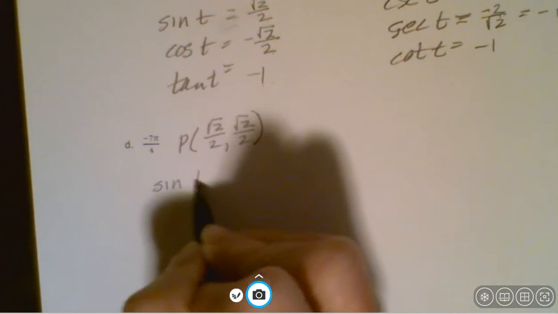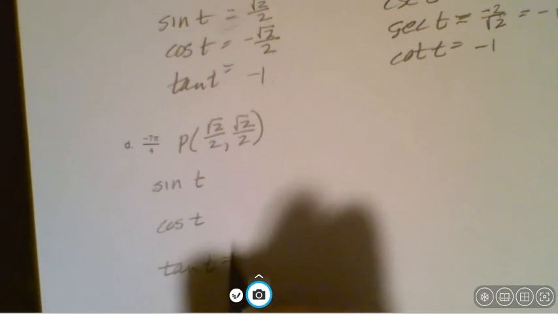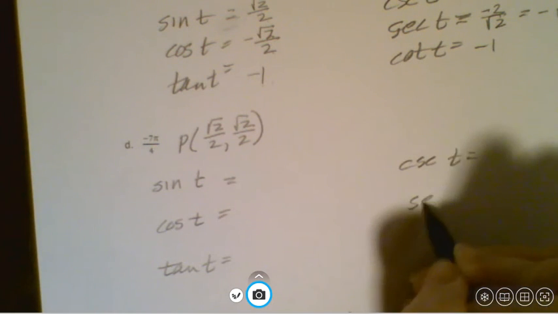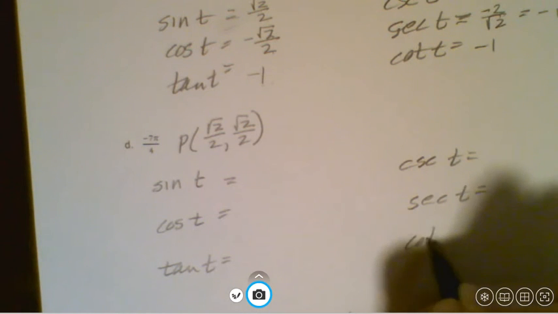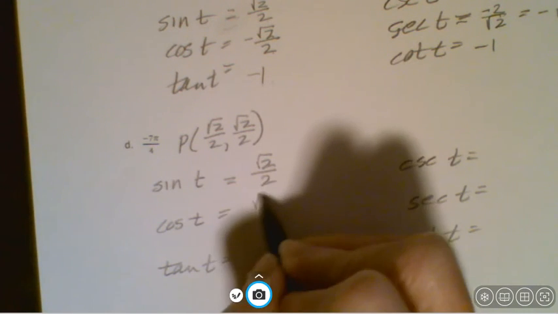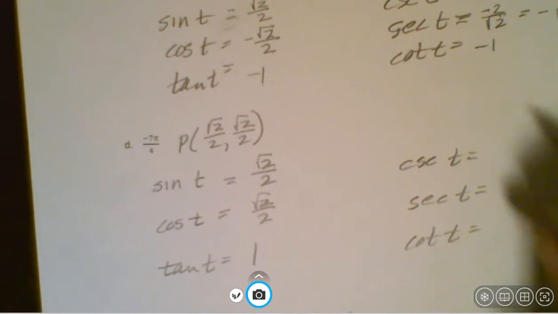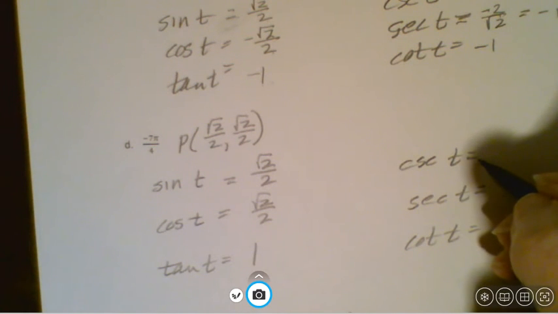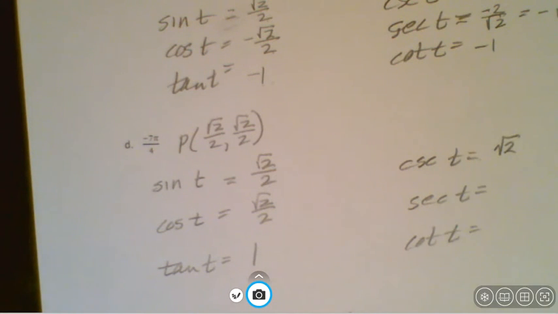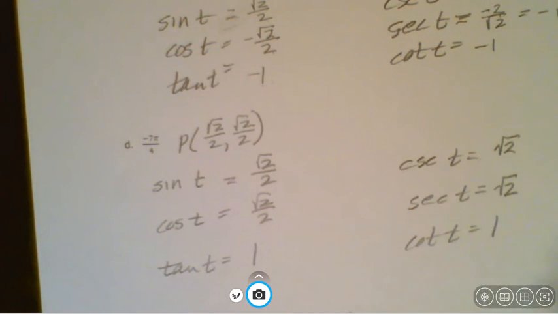So sine t, cosine t, tan t, and cosecant t, secant t, cotan t. All right, y is our sine, x is our cosine, y over x is our tan. The reciprocal of the sine, we saw that that's going to be the square root of 2 after you rationalize the denominator. So that will be the secant too, and of course the cotan is 1.